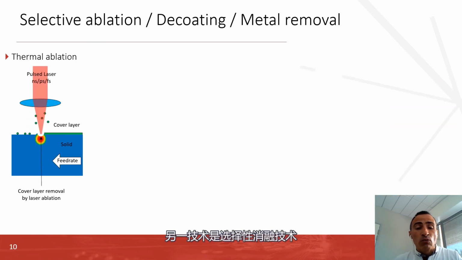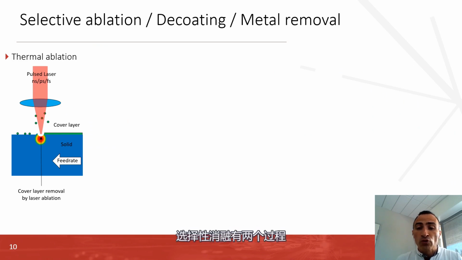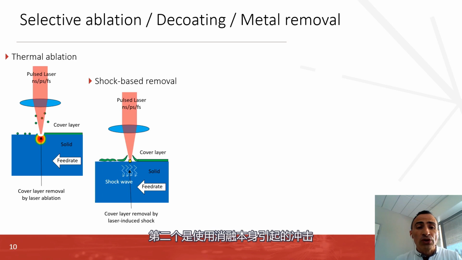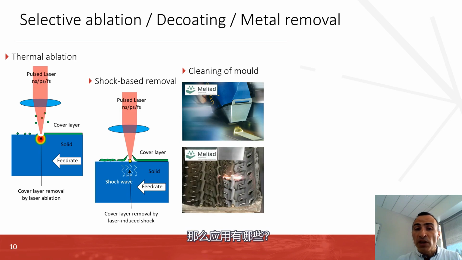Another technique will be to use selective ablation. So I mean you have a cover layer and you want to remove this cover layer on the substrate without damaging the substrate. There are two processes. The first one is to use thermal ablation, and the second one is to use the shock induced by the ablation itself. So there is an acoustic wave, a shock wave that propagates from the surface into the bulk of the material, and because there is a discontinuity between the cover layer and the substrate, you will remove it by the laser pulse. For which application?